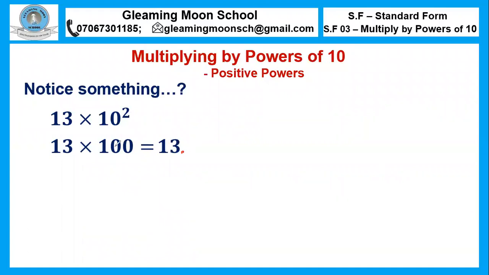So we are multiplying by a positive power. And it says 2, so we are going to move this decimal point 2 places to the right. So we go 1, that's the first place. That place is blank. What do we do? What did we call it in the last video, SFO2, whole numbers and decimals? You use a 0 placeholder. You put your 0 there.